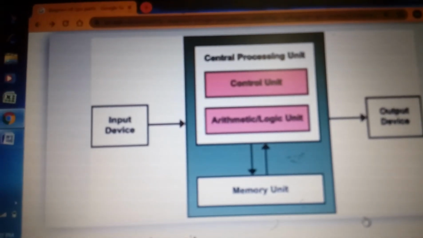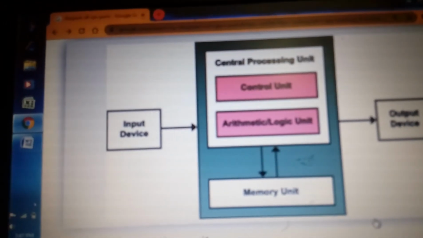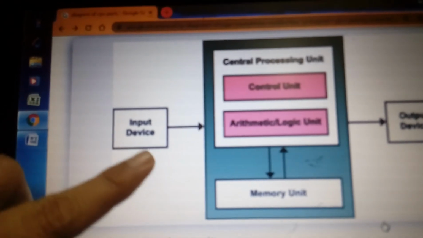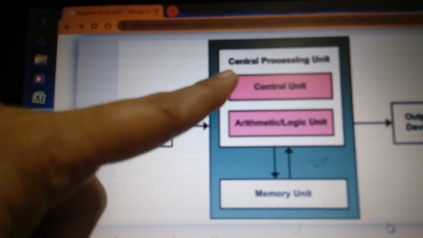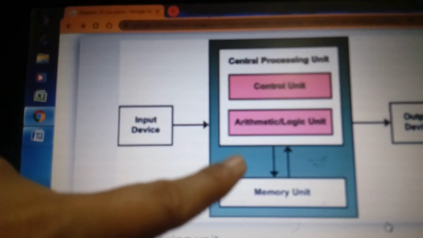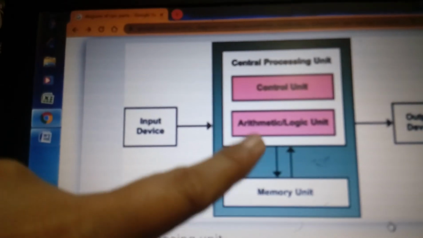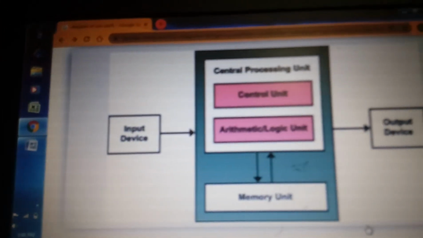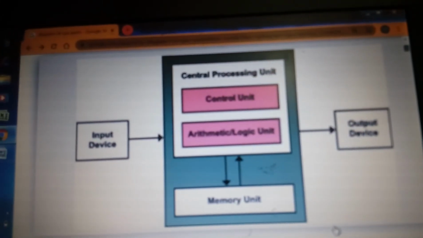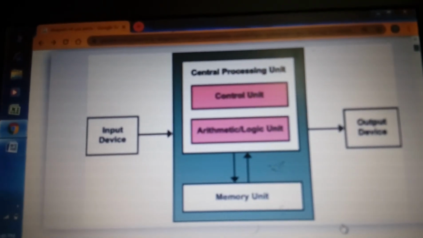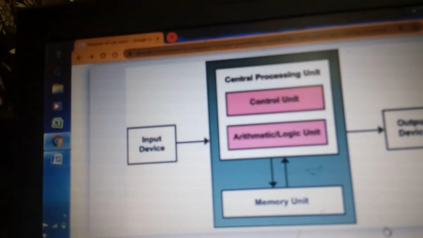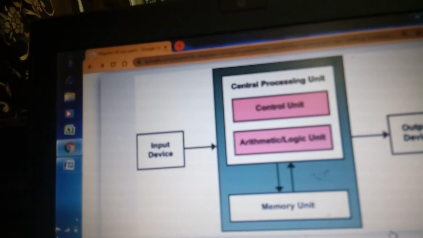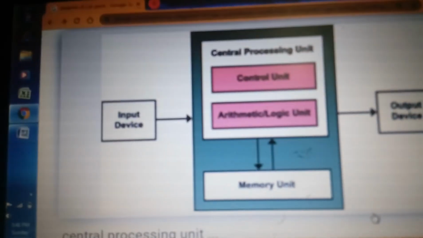This is the basic diagram of the central processing unit. It takes the commands from input devices. It has 3 parts: control unit, arithmetical logical unit and memory unit. And it gives the output in printed format or on the screen, that is called the monitor. The 3 parts of CPU are control unit, arithmetical logical unit and memory unit.